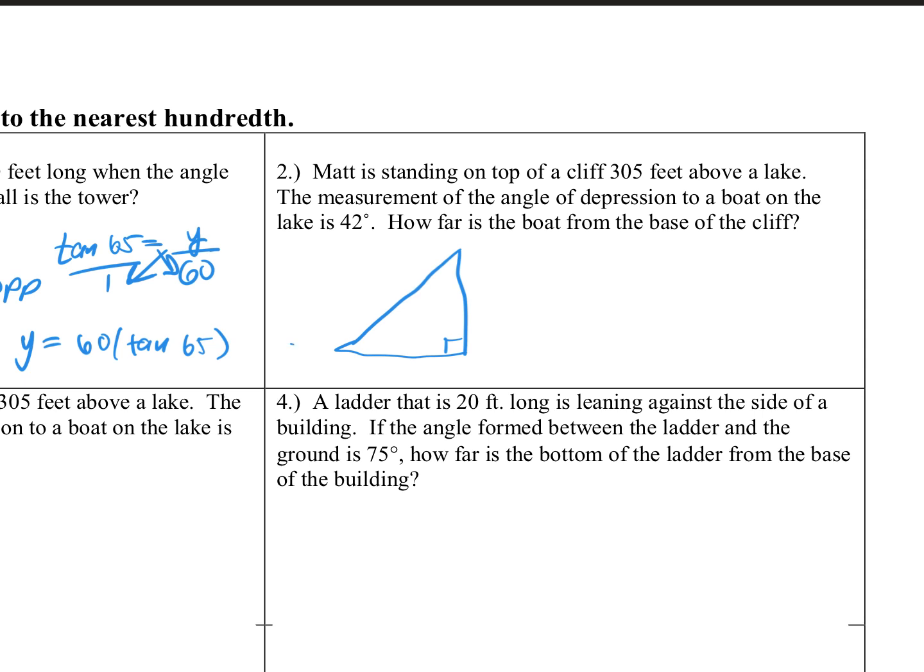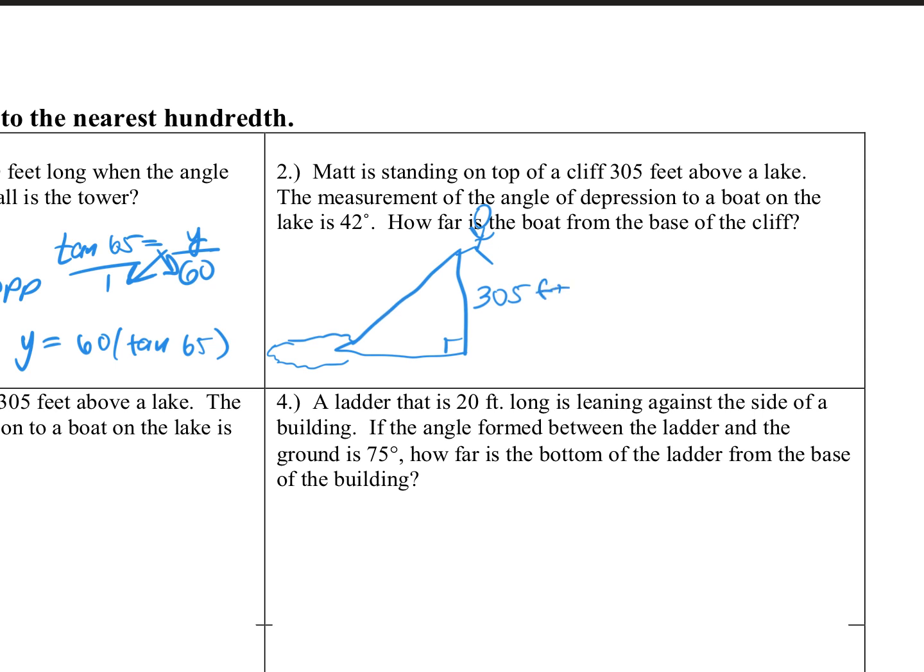Okay, so here, I'm going to draw a little picture. Here's the lake. Do you see the pretty lake? So where is this person? He's on the top. He's standing up here on a cliff. Okay, hi, Matt. Everybody say hi, Matt. Where do I put the 305? The height. How tall is the cliff? They told us it's 305 feet. All right, everybody see that?